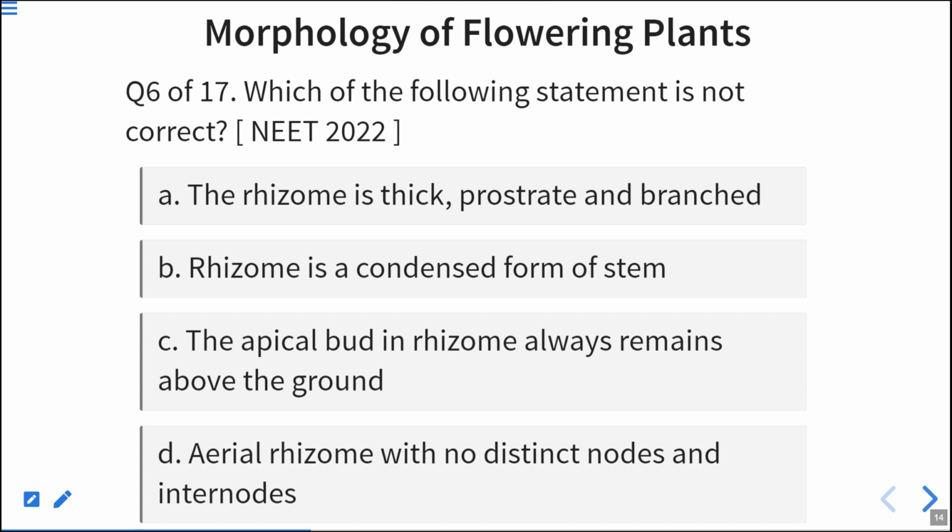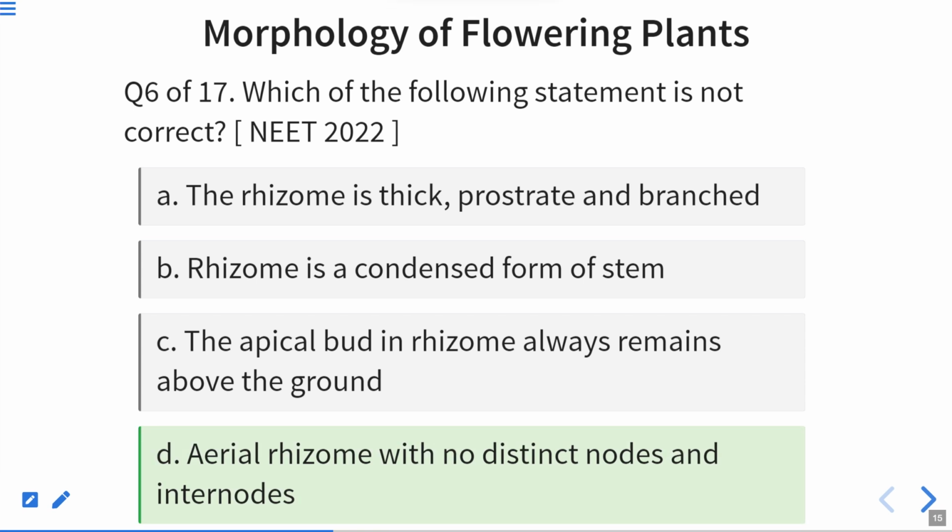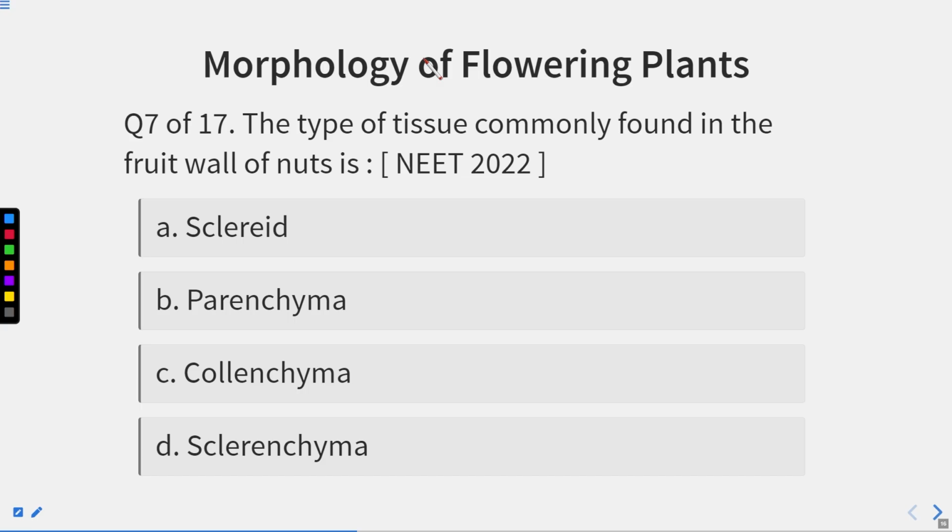Okay, so option D should be the correct answer. This is the wrong statement here. Rhizome is aerial? Rhizome is always underground or prostrate, and it has nodes and internodes also. Alright, the next question is about the type of tissue commonly found in the fruit walls of nuts.